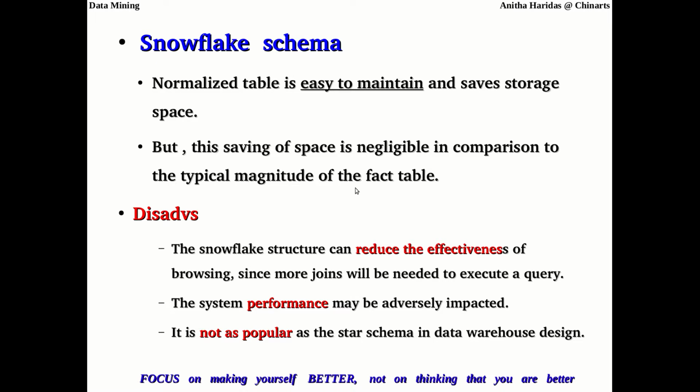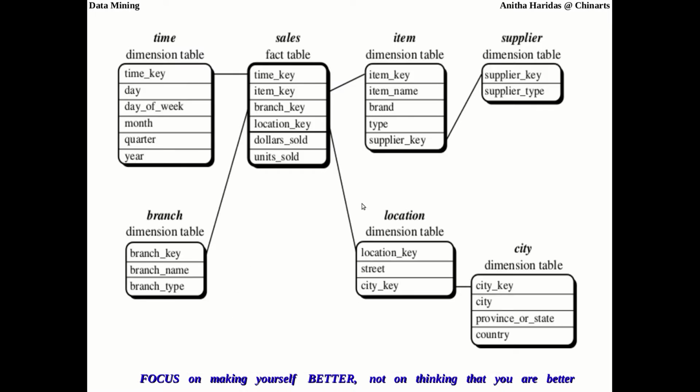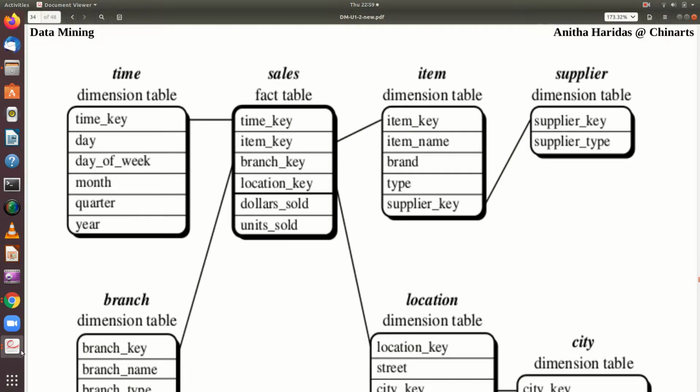Let us see another example for snowflake schema. Again, this is the fact table. In the fact table, the item dimension is now normalized so that I get supplier information also. Then the location table is also normalized by adding city information separately. Let us see another example.